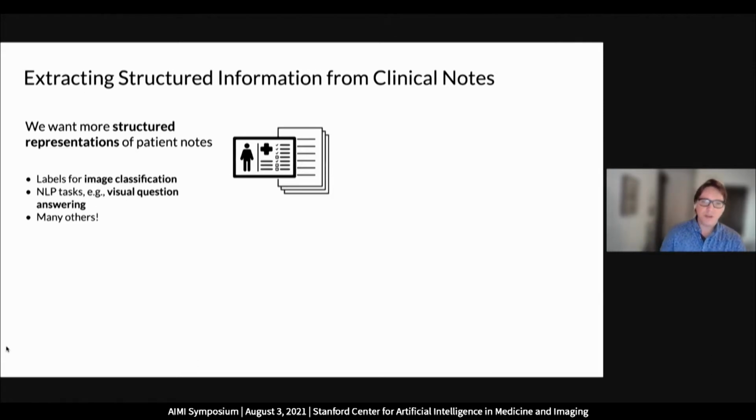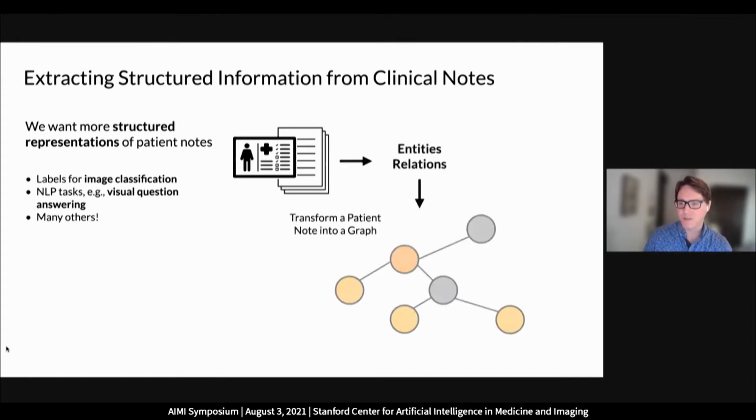So with clinical notes, a very common use case is to transform them into some structured representation. And we might want to do this to generate labels for imaging or do neat NLP tasks like visual question answering. And the process is really framed often as defining a set of entities and relations between those entities and transforming a note into some sort of computable graph.